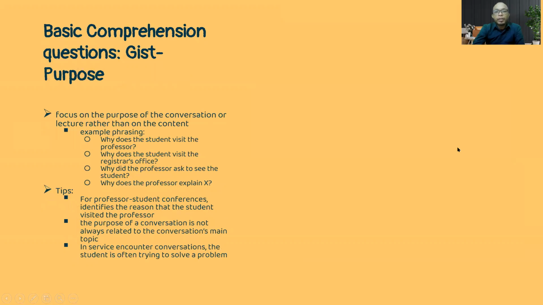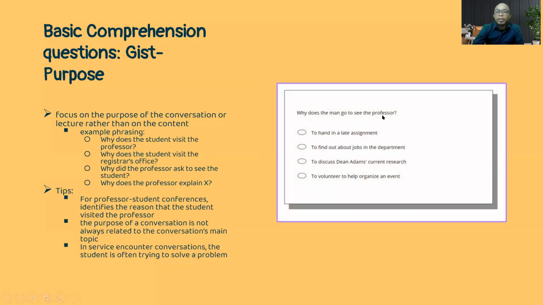Now for the gist purpose, this is slightly different because this one wants to see if you can identify the purpose or the reason why the conversation or the lecture happens. Here's an example. Why does the man go to see the professor? So it's not exactly about the topic, but more about the reason. And this reason sometimes can be different from the main idea in the listening. So here are the example phrasing, or how they word the questions.